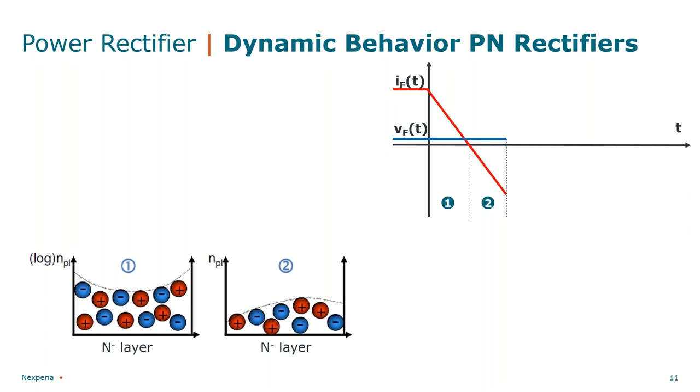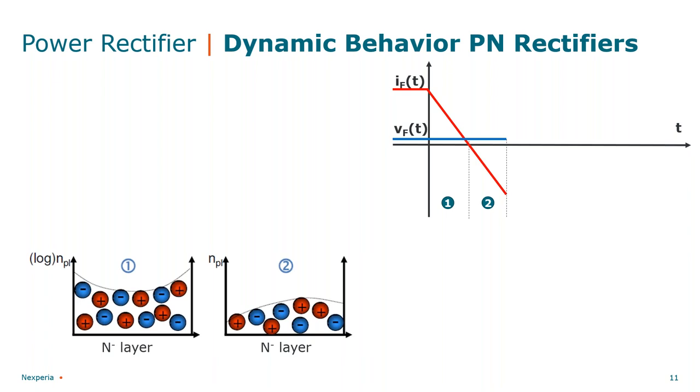And now we want to trigger the diode to be in blocking mode. So what we need to do is build up again this depletion region, or this space charge region. And by doing so, we need to remove all the excess charge carriers. In state two, you already see that some charge carriers are removed, but the diode is still in forward direction, so to say.